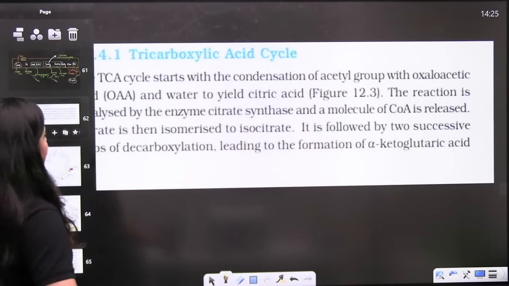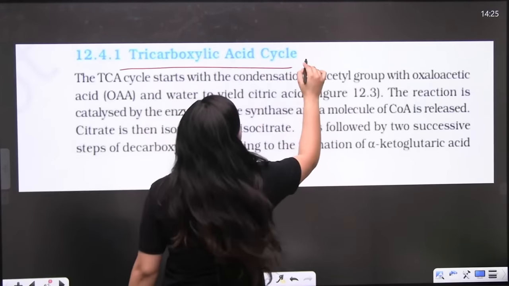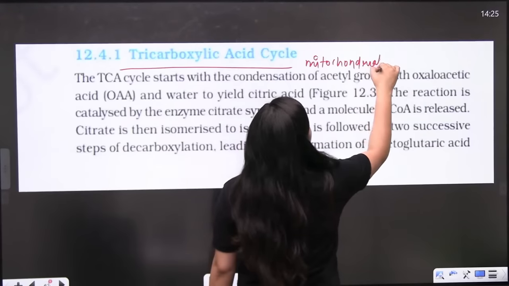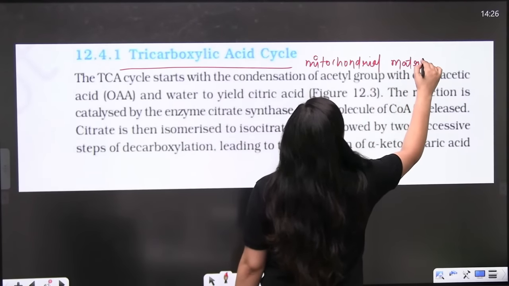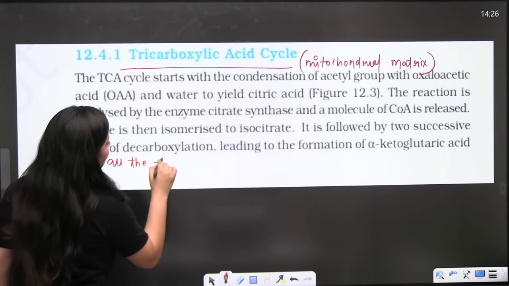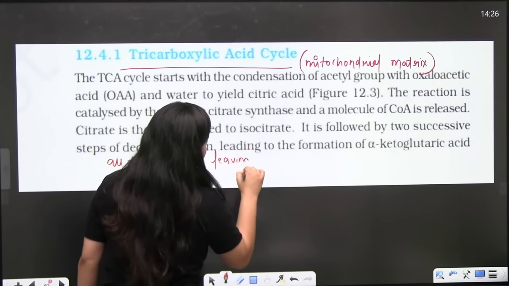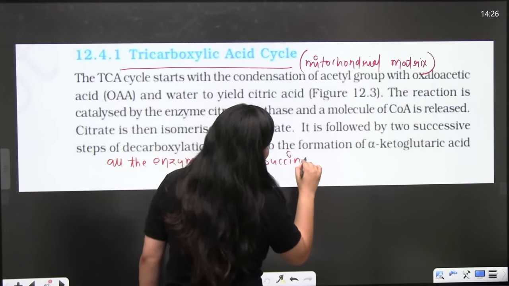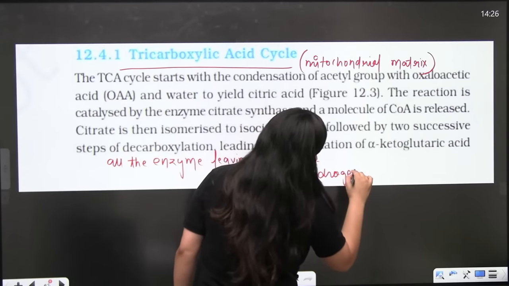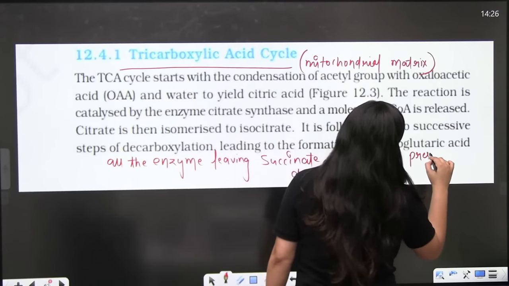So, where will this TCA cycle occur? It will occur in the mitochondrial matrix. Where will it take place? It will take place in the mitochondrial matrix. So, all the enzymes, leaving succinate dehydrogenase, because it is a link for ETC, are present in the mitochondrial matrix.